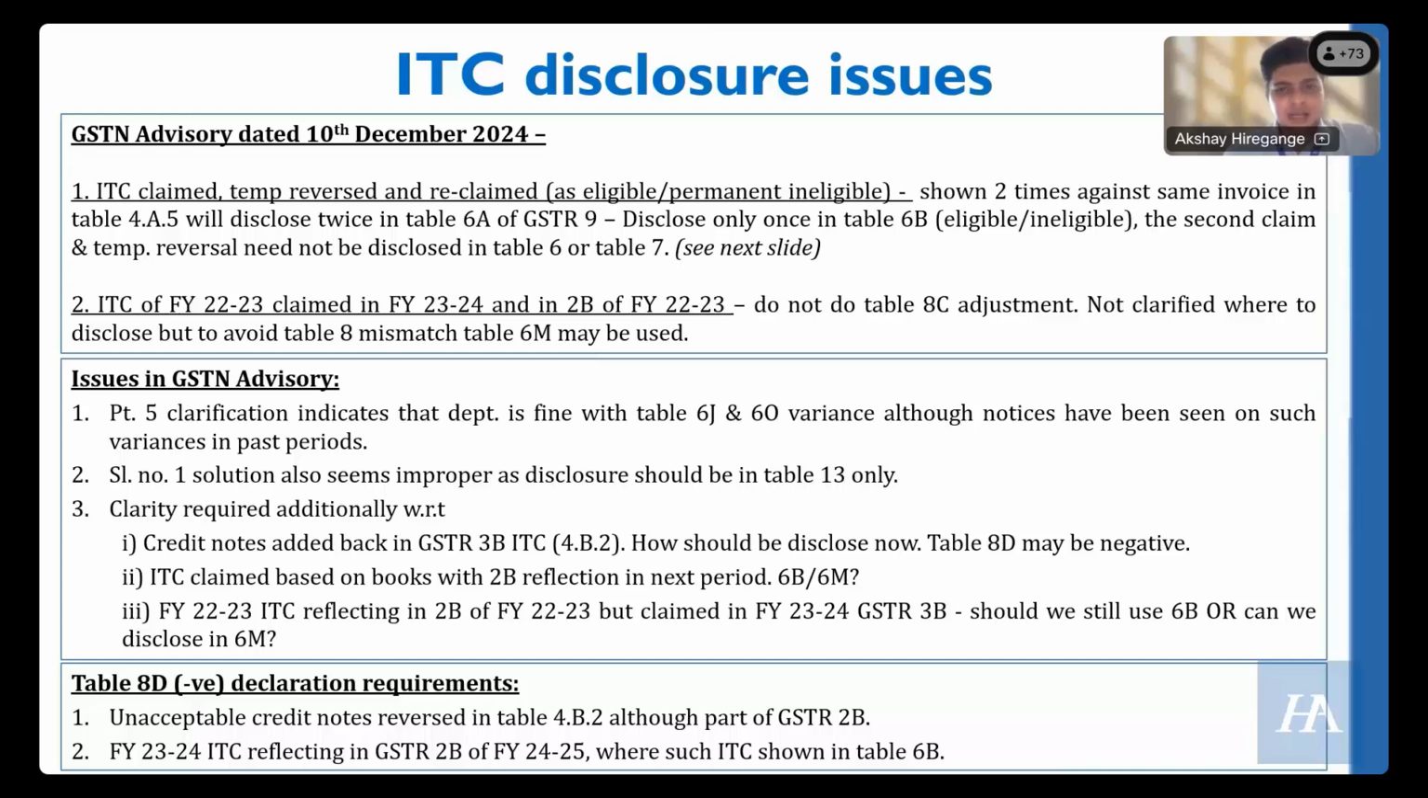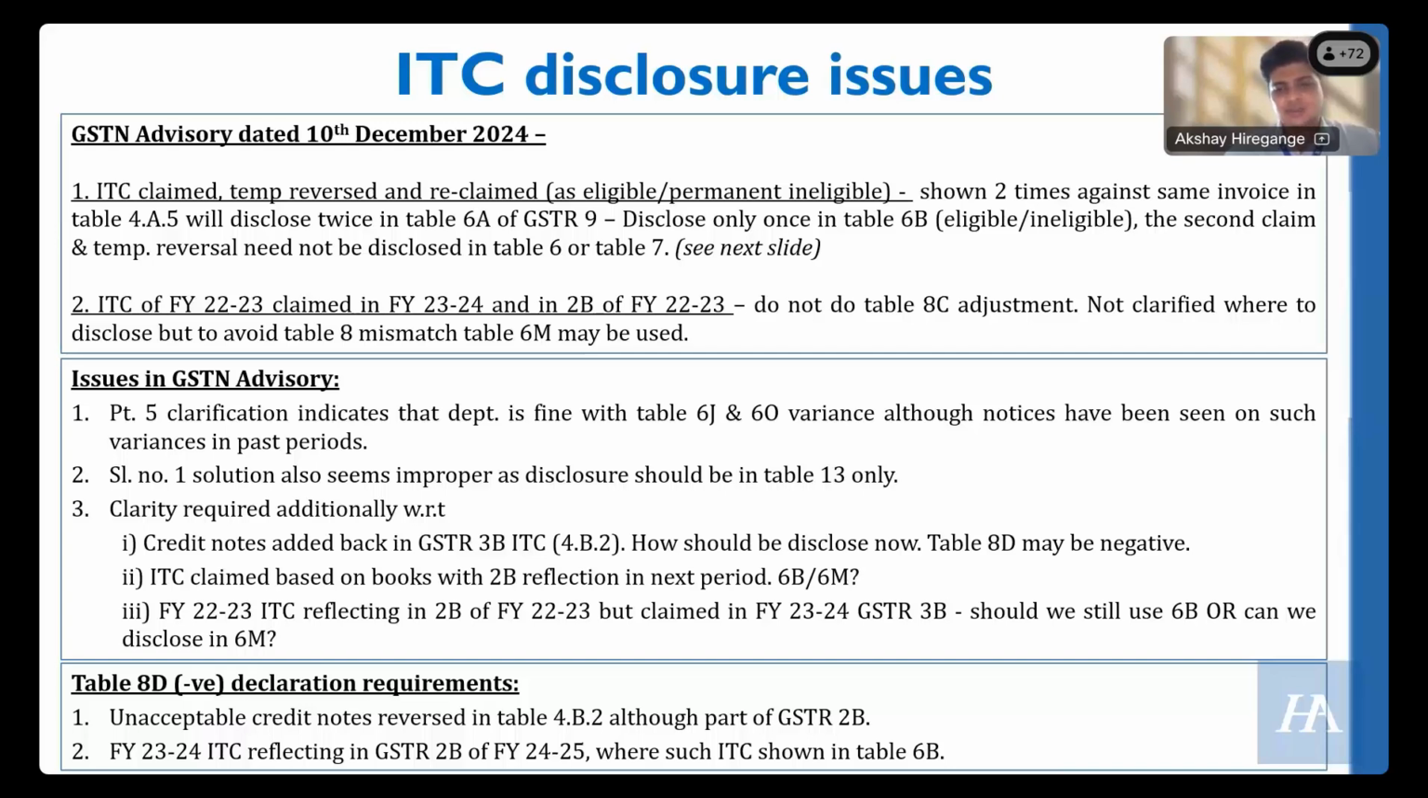In your table 8 reconciliations, your credit note value would be there as per 2B, but it has not been considered. So your credit claimed will be higher, leading to a difference between 2B and ITC claimed. So ITC claimed based on books with 2B reflection in next period, whether 6B or 6M. There is no clarification in the advisory.